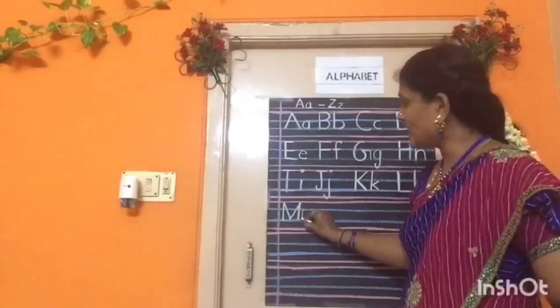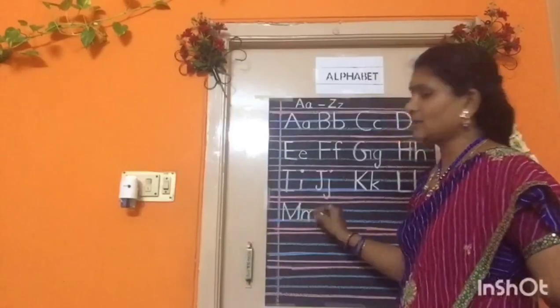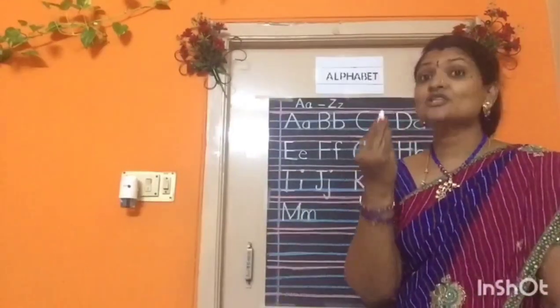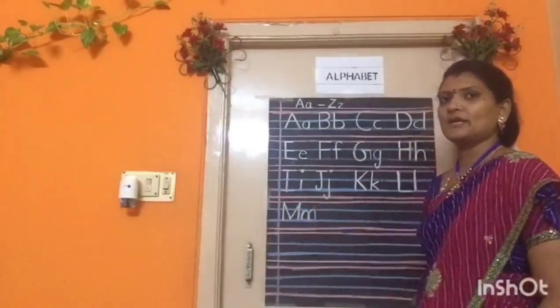Vertical line within the blue lines. Hump, go up, back, hump curve, hump curve. Children, I am not lifting my chalk. That means you should not lift your pencil. Capital M, small m.